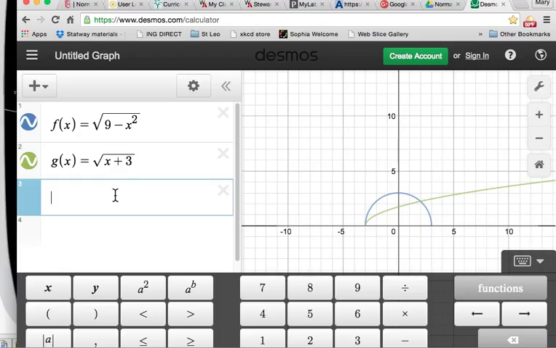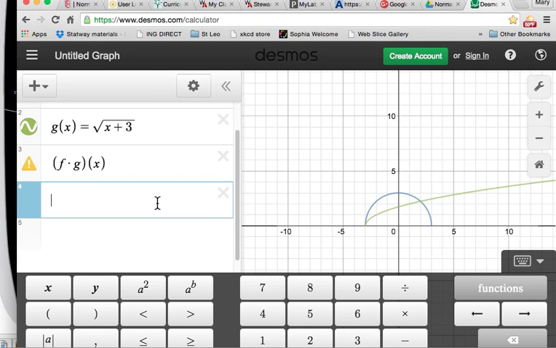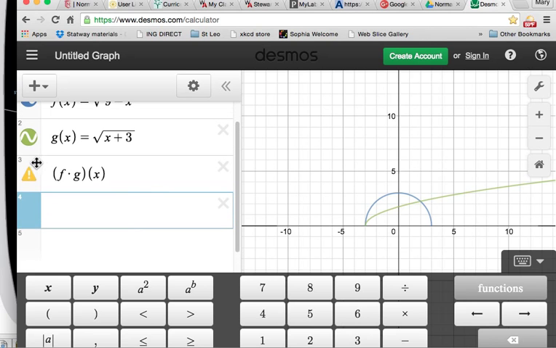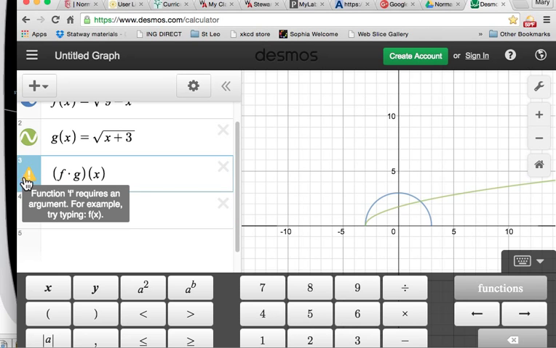Now let me show you what you can do with Desmos. If you enter the function and call it f of x, and enter the second function and call it g, then you can do f times g. I think you need to use function notation. It says here, function f requires an argument. For example, try typing f of x. So it doesn't like this notation.